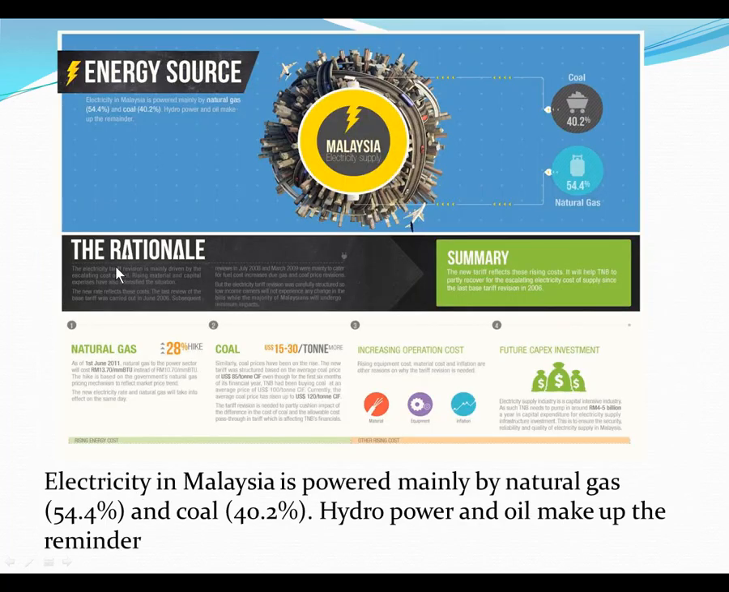So next, we move to this energy source. If you look at Malaysia electricity supply, electricity in Malaysia is powered mainly by natural gas 54.4% and coal 40.2%. Hydropower and oil make up the remainder. So if you look at this, we can see that maybe around 94.6% of power is being generated by using natural gas and coal.